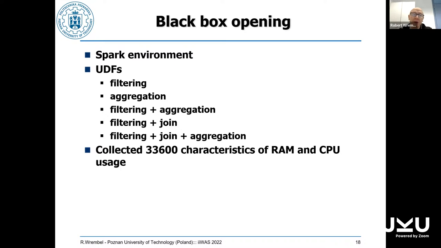We've built an environment, a micro cluster with nine real machines, and on top of this there was Spark. We implemented five UDFs: one that implements filtering, then aggregation, filtering plus aggregation, filtering plus join, and filtering plus join plus aggregation. We collected over 33,000 characteristics of RAM and CPU usage, and we started working on this.